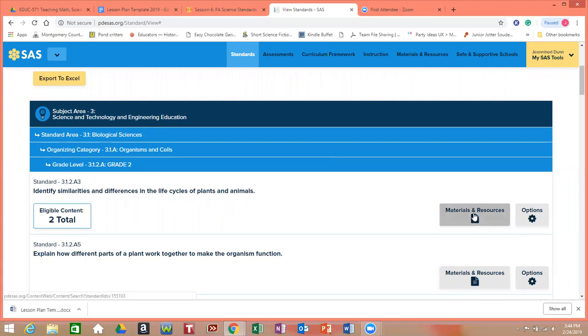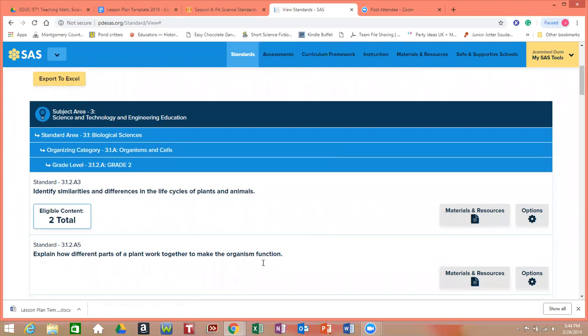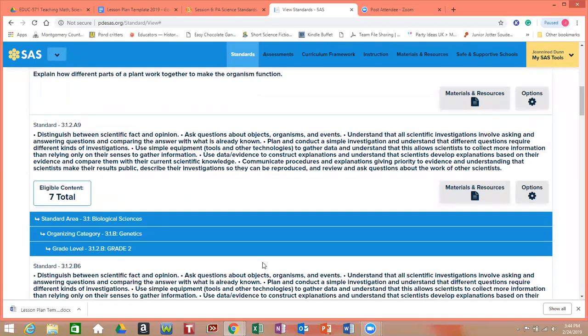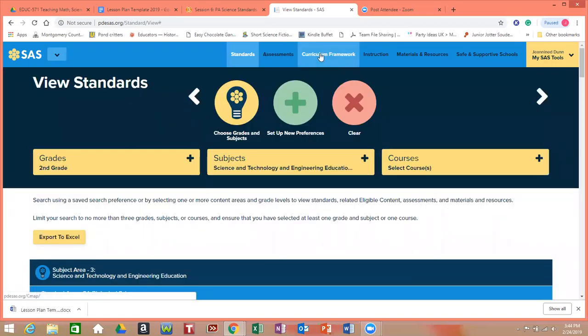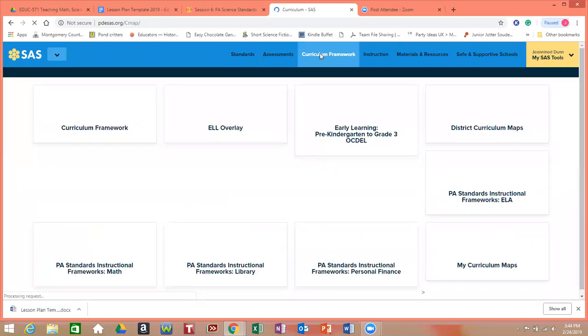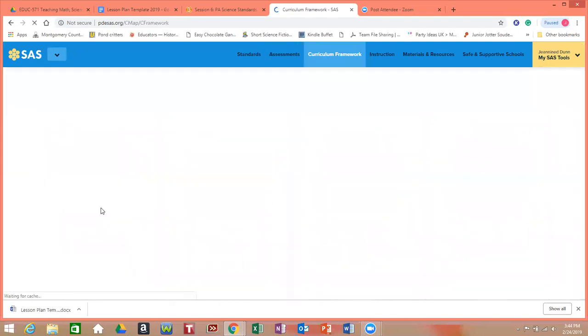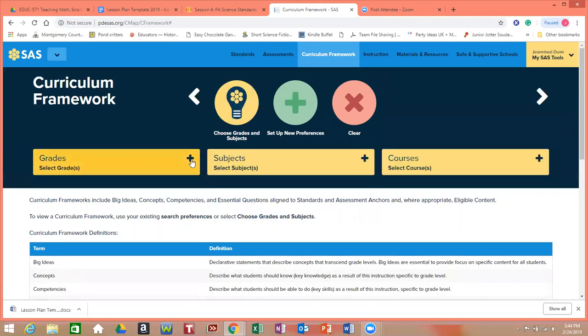And then it will bring up the standards for you right here. They have materials and resources that you can refer to. If you remember from the previous sessions about the math, you can also create your own assessments on here, clicking on the assessment tab. So you can also look up questions that would be grade level appropriate for whatever standard you're trying to teach. You can also take a look at the curriculum frameworks. So if you click on curriculum framework, and again, choose the grade level that you're interested in.